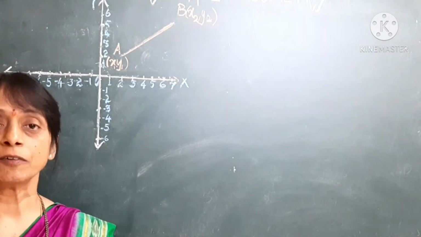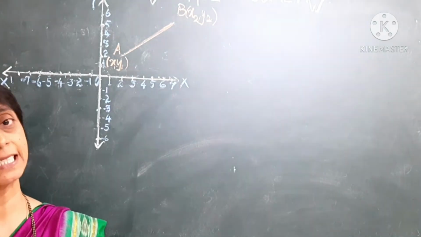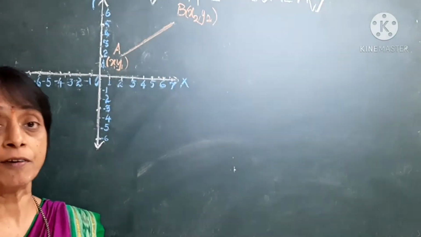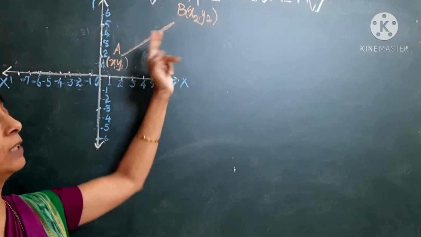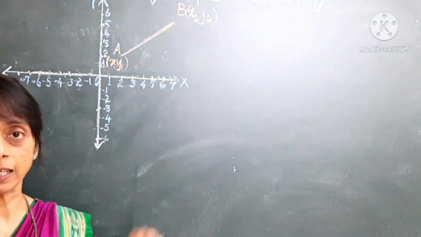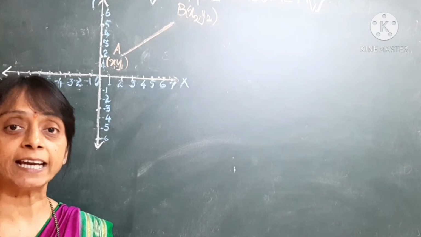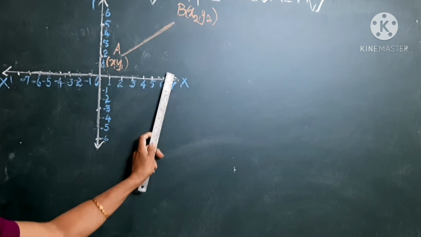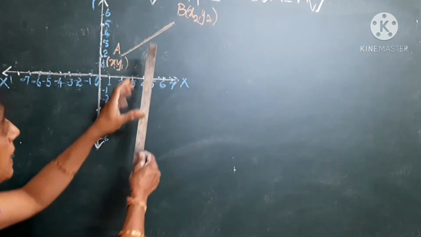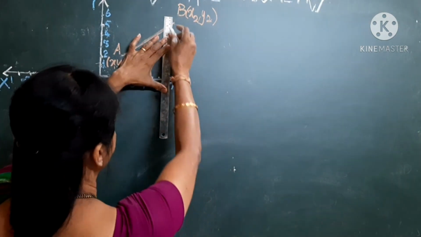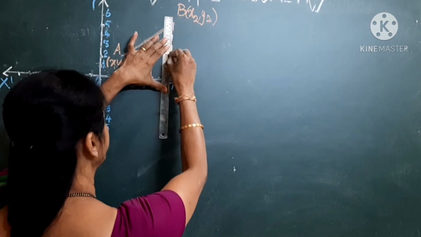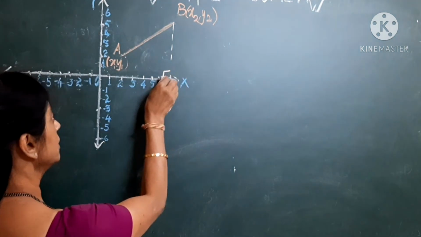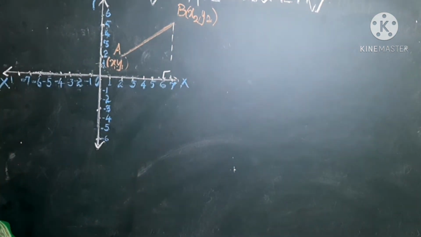For this, we have to recall Pythagoras theorem. To apply Pythagoras theorem to find out distance AB, first let's see how we convert this segment drawn in the xy plane to a right angled triangle. So children, to begin with, we have to drop a perpendicular from point B towards the x-axis. So this is a perpendicular drawn from point B towards the x-axis.